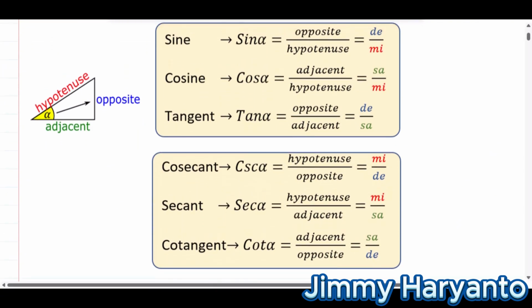Next are the additional trigonometric ratios, which are cosecant, secant, and cotangent. Cosecant is the inverse of sine, so the formula is also the inverse of sine. If the formula for sine is opposite over hypotenuse, the formula for cosecant is hypotenuse over opposite. For the secant, it will be hypotenuse over adjacent. For the cotangent, it will be adjacent over opposite. You already learned this in the 10th grade, so I will not explain further.